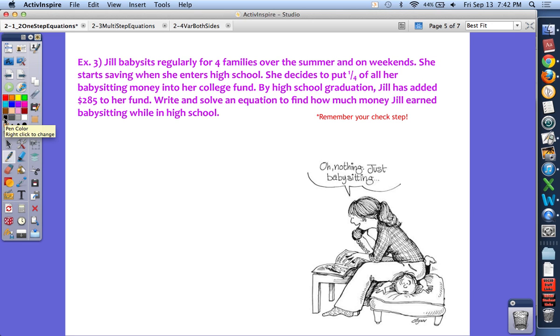Pause and do this for me. Make sure you define your variable. Make sure you show me all the steps. Check step is the final step.